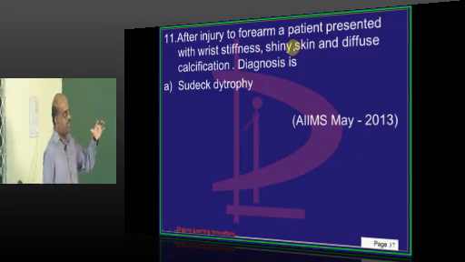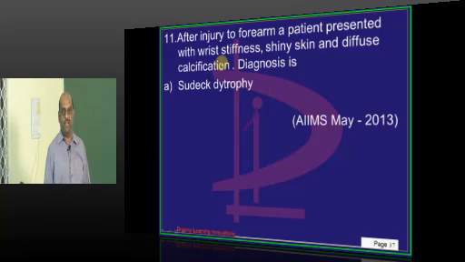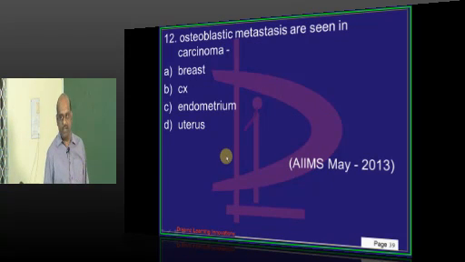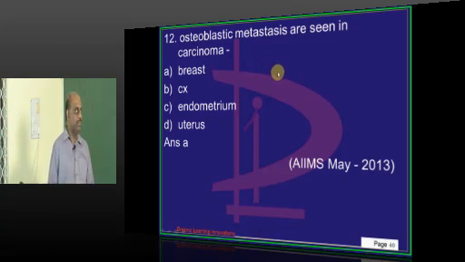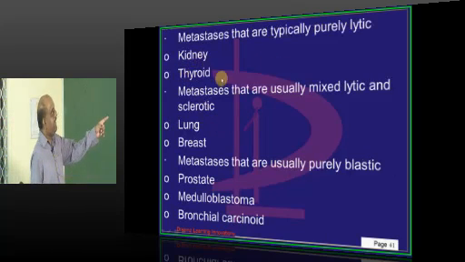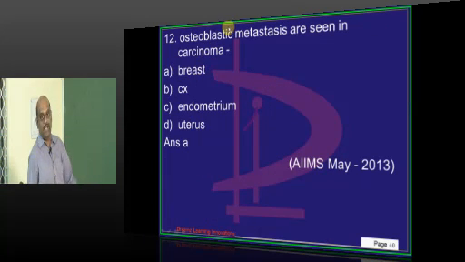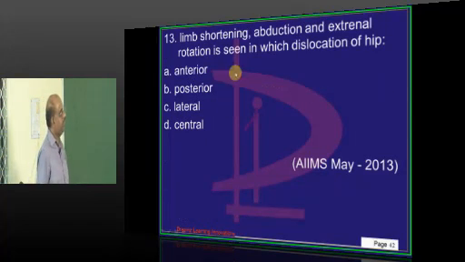There is a wrist stiffness, shiny skin, diffuse calcification. What will you think? Sudeck's atrophy, classical. Sympathetic dystrophy, so otherwise. Osteoblastic metastasis, where do you see? So basically, kidney, thyroid are lytic, doctor. Breast, lung are mixed. Prostate, medulloblastoma, bronchial carcinoid are purely blastic. So breast being there, breast becomes the answer, which can be actually mixed, both lytic and also blastic.